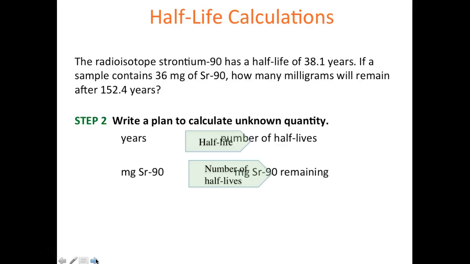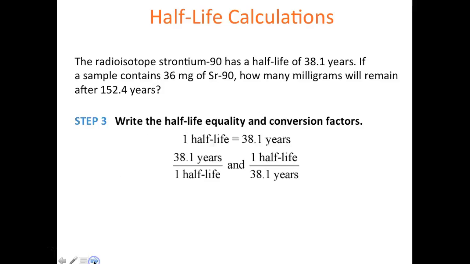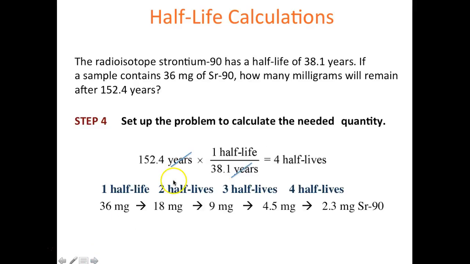So you're going to write a plan for how to determine the number of half-lives, because one half-life is 38.1 years, and you can write that as a conversion factor. So 152.4 divided by 38.1 gives you 4 half-lives. All right, so you started out with 36. After one half-life it becomes 18, after the second 9, after the third 4.5, and then after the fourth approximately 2.3 milligrams.